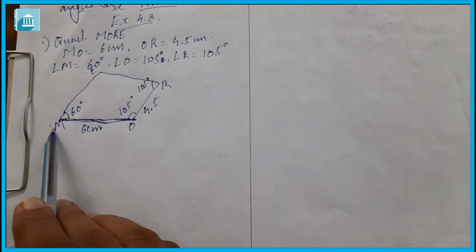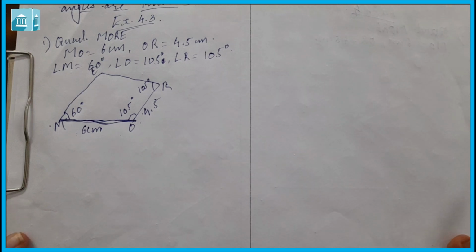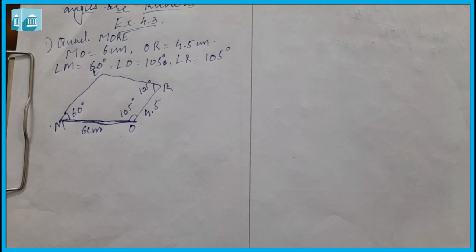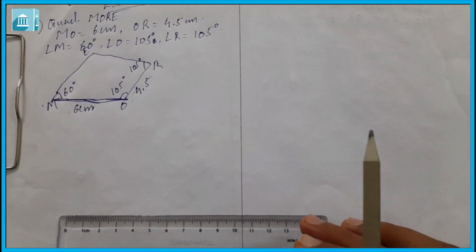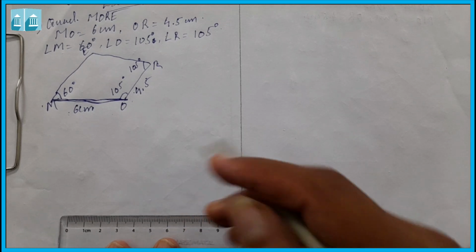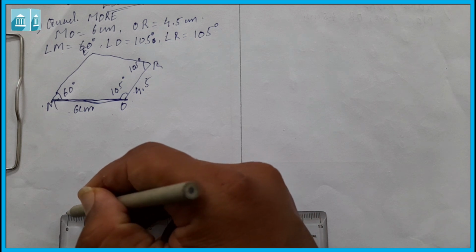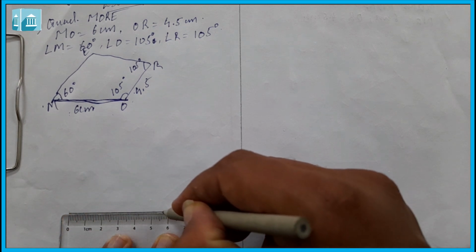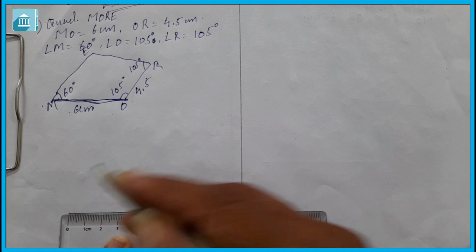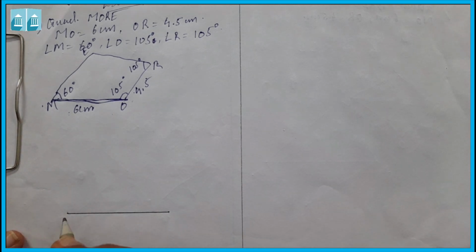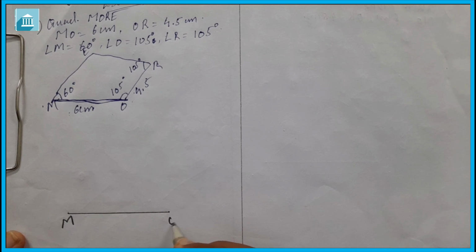So first we need to draw this baseline, that is MO. With the help of scale and pencil we first need to draw MO. Here in the center we can draw MO, that is 6 centimeter. Now we can give it the name also, MO, it is 6 centimeter.